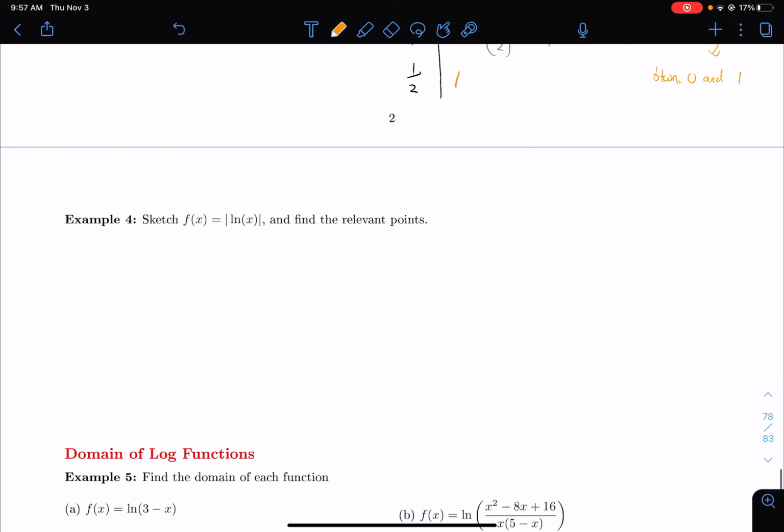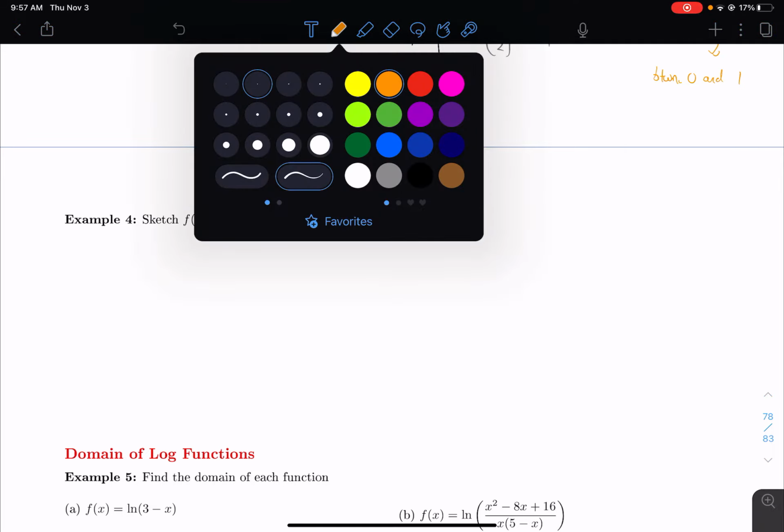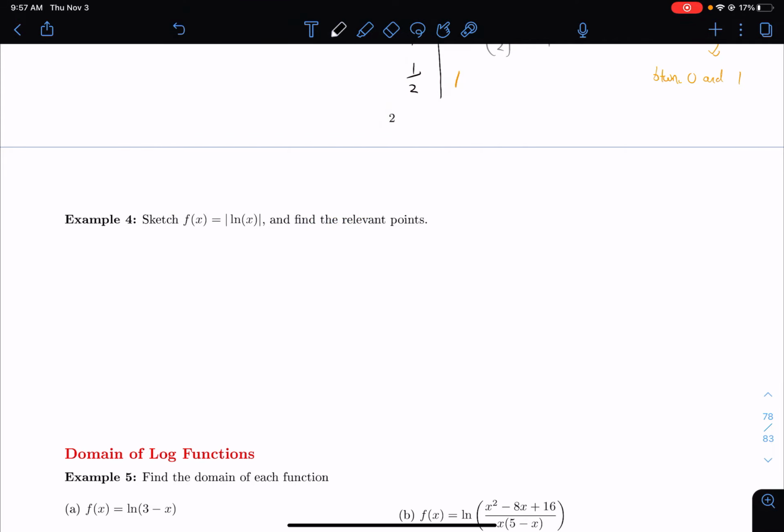Okay, so let's do one more graph sketching example. Let's sketch the graph of the absolute value of ln of x. To get it started, let's see if we can draw the graph of y equals ln of x. So the graph of y equals ln of x. Let me draw some axes.